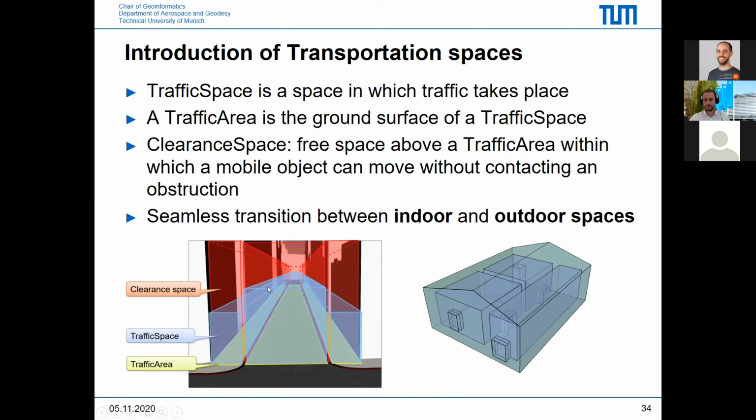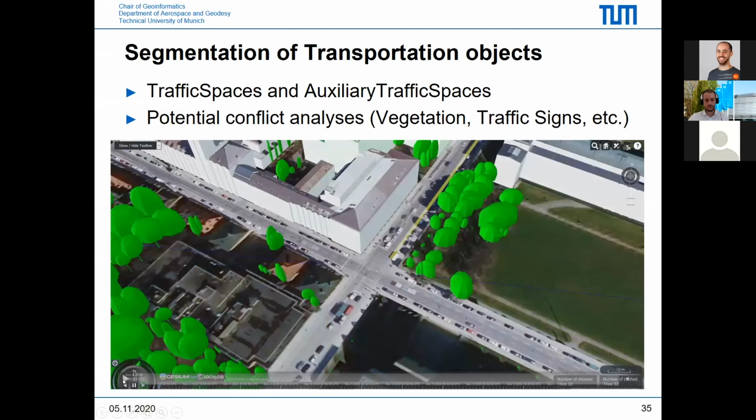And it is also possible now in CityGML to model clearance spaces, to model the free space above a traffic area. And since these concepts apply to indoor as well as outdoor objects, for example, indoor objects such as rooms can also be modeled as spaces. This allows a seamless transition between indoor and outdoor spaces, which is also an advantage of CityGML 3.0. I want to quickly show a short video on that.